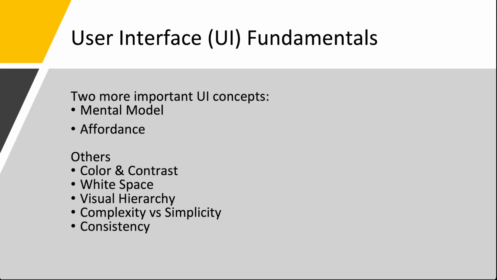There are two very important UI concepts you need to know. One is the mental model, the other one is the affordance. The rest of them are put as additional information at the back. I'll just quickly run through the five there, but the first two I'll spend a bit more time on.